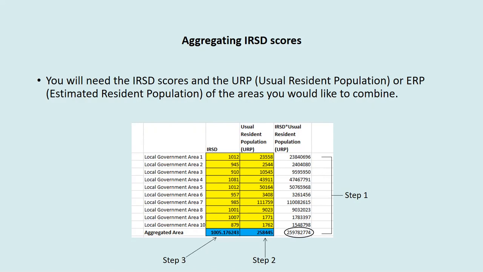258,445. The final step, step 3, is to divide the sum of the IRSD times the URP populations that we got in step 1 by the sum of the URP population from step 2. This will give you an IRSD score for the aggregated area. In this case, 1005 is the new IRSD score for your group of LGAs.